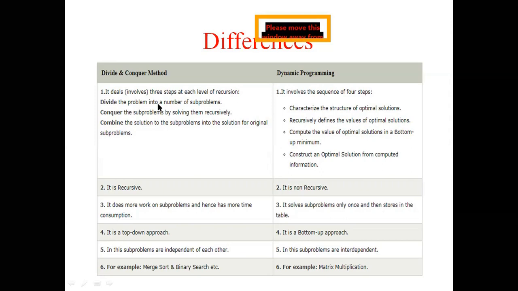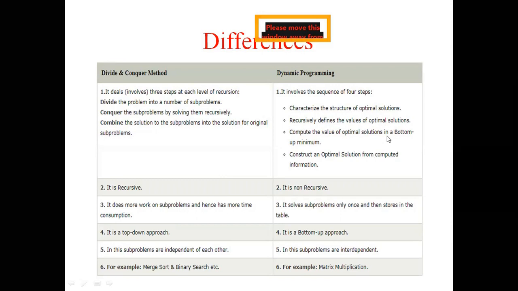You already know the divide and conquer method through quicksort and merge sort. Next, dynamic programming involves a sequence of 4 steps. First, characterize the structure of optimal solutions, so we want to find the optimal solution structure. Second, recursively define the values of optimal solutions.